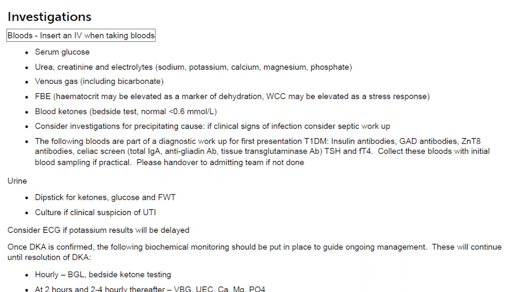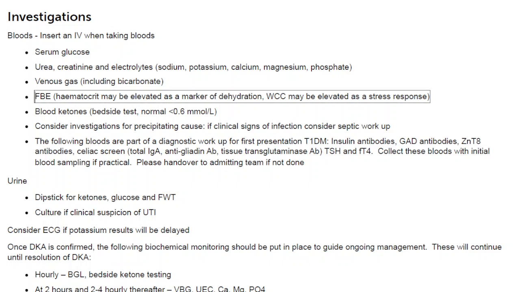Investigations. Bloods, insert IVC and take bloods. Serum glucose, urea, creatinine, and electrolytes, sodium, potassium, calcium, magnesium, phosphate. Venous gas, including bicarbonate. FBE, hematocrit may be elevated as a marker of dehydration, WCC may be elevated as a stress response. Blood ketones, bedside test, normal less than 0.6 mmol/L.